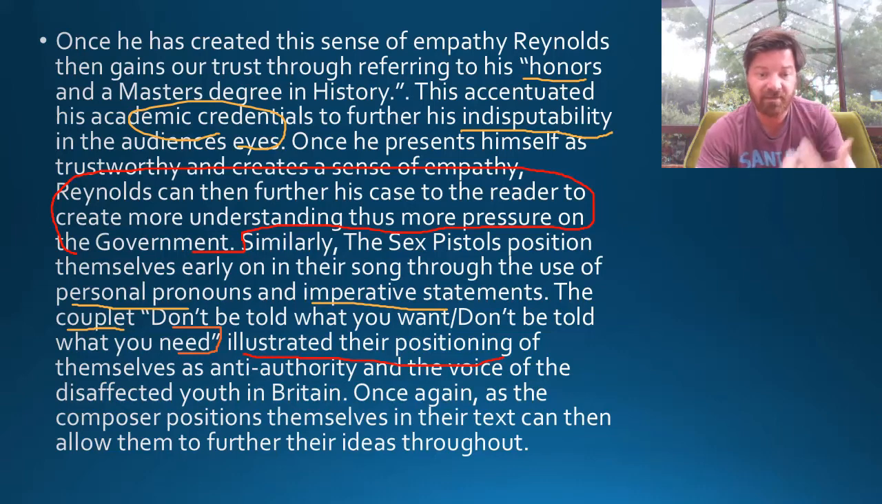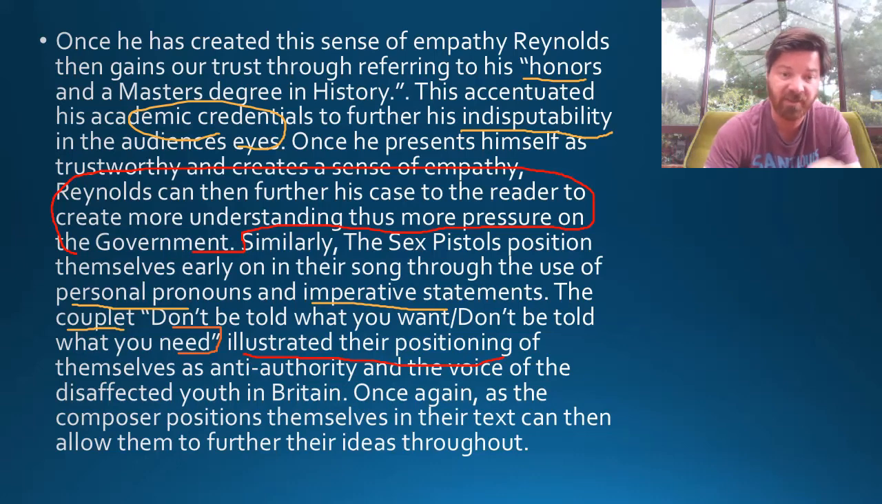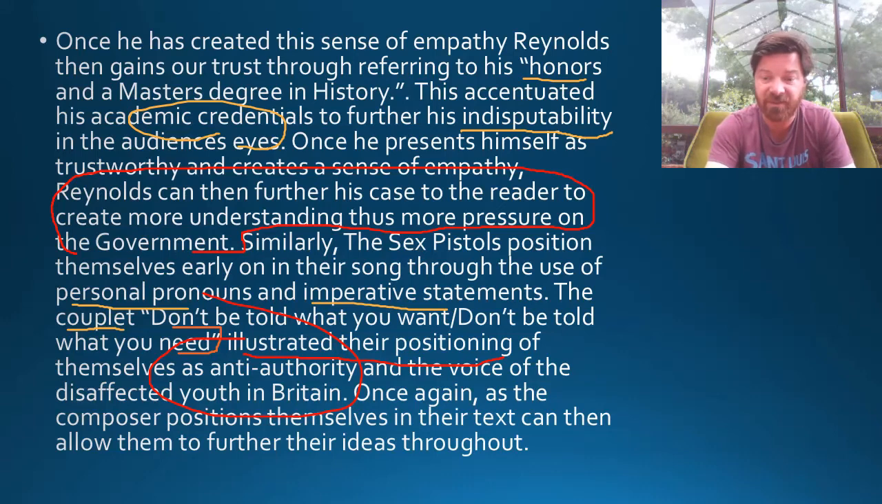It's no good just having a quote and the technique. You've got to say why it's important. So once again, as the composer positions themselves in their text, they can further their ideas throughout. It's a bit of a general sort of sentence there, but it kind of sums it up.